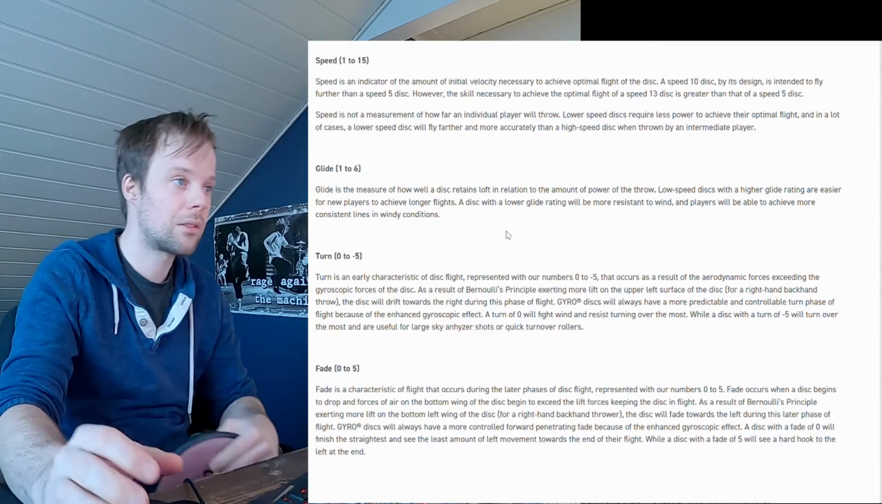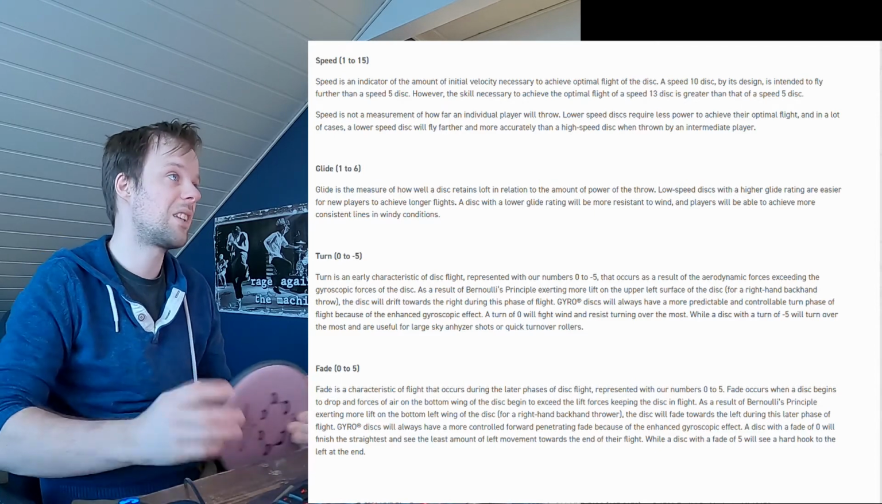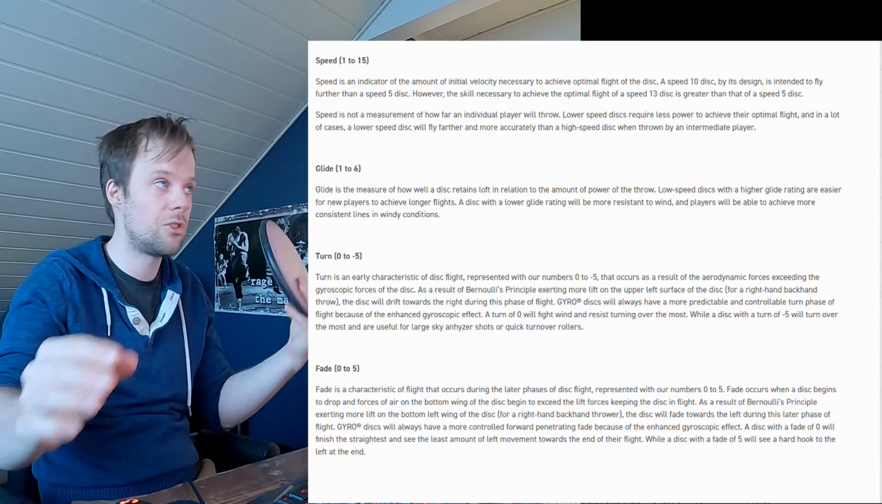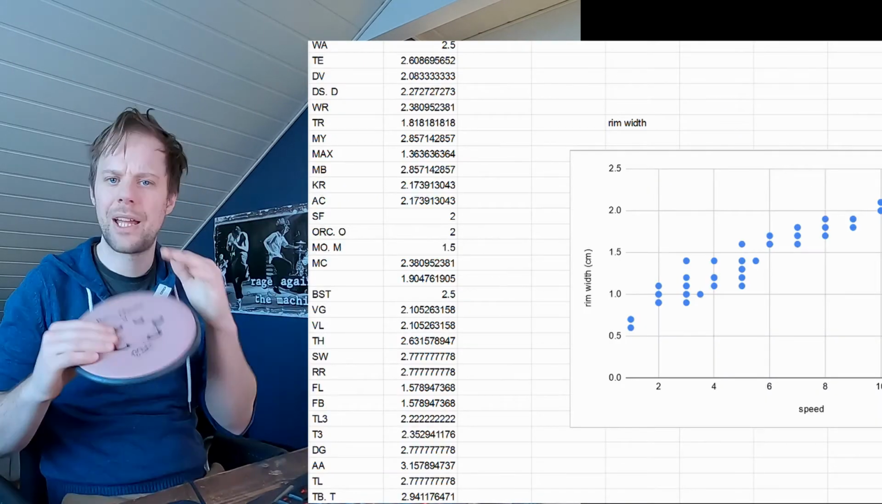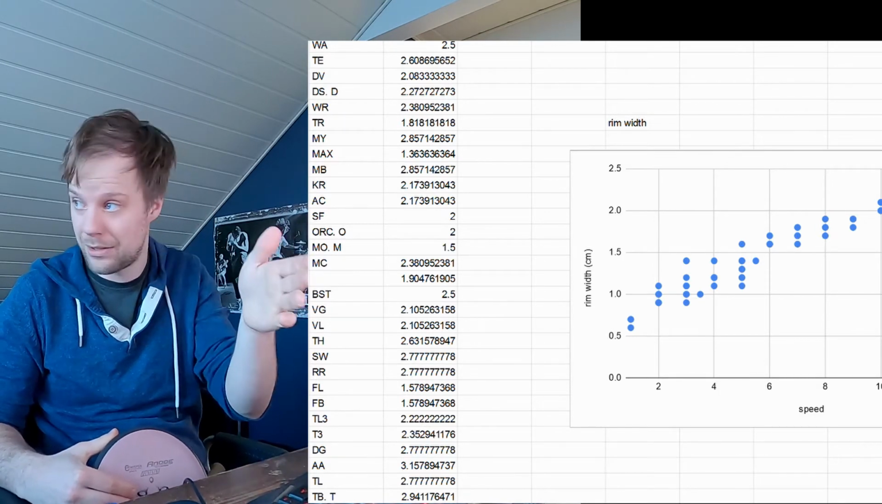Yeah, I think that is kind of true. A disc with less glide is better in the wind. It's usually because it's flatter, it has less dome. It might even in some cases be faster. A flat disc is also quite often a disc that fades a lot.